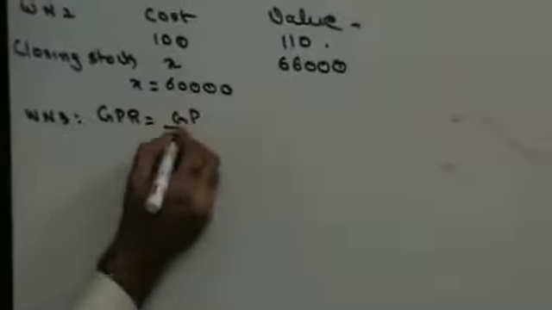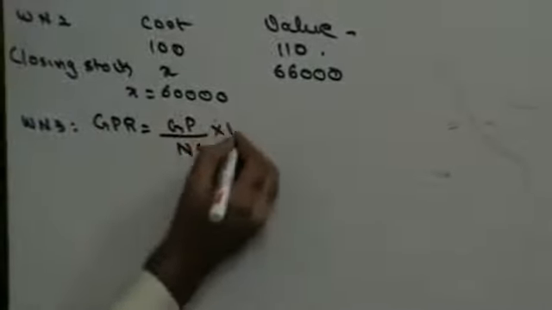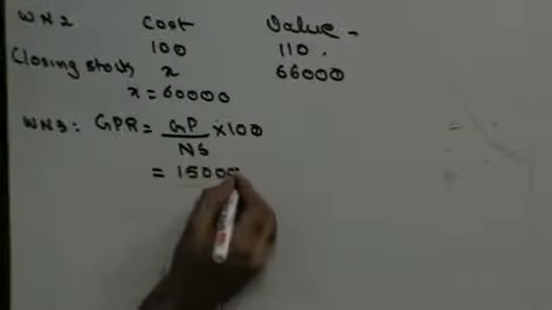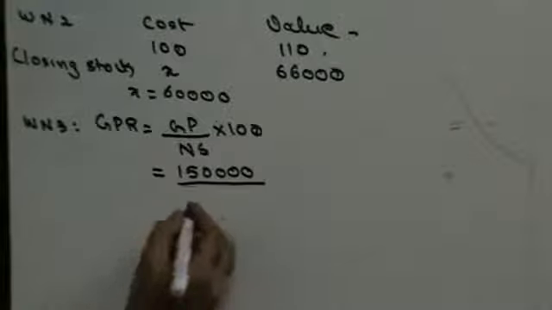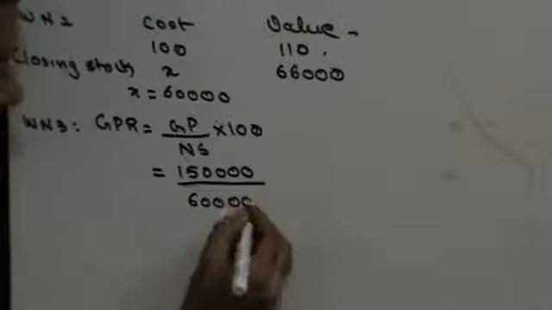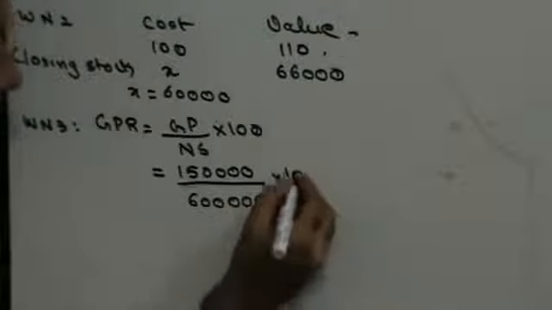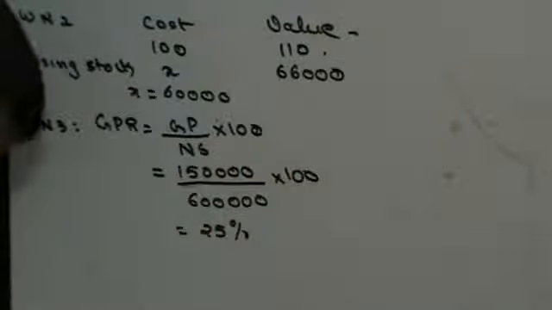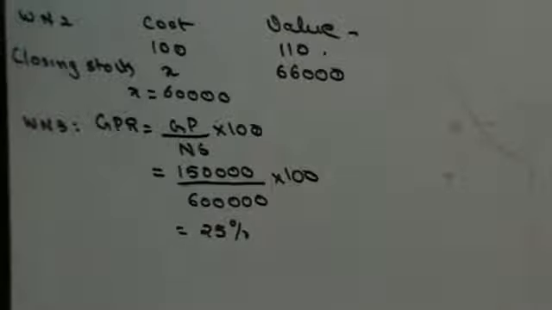Gross profit ratio is gross profit upon net sales into 100. So that is going to be 1,50,000 divided by net sales, 6 lakhs, into 100. This is going to be 25%. So my gross profit ratio will work out to be 25%.